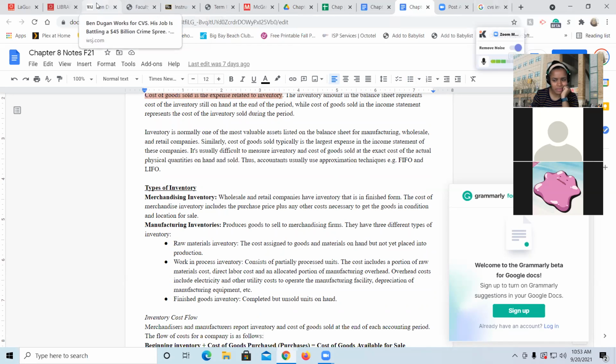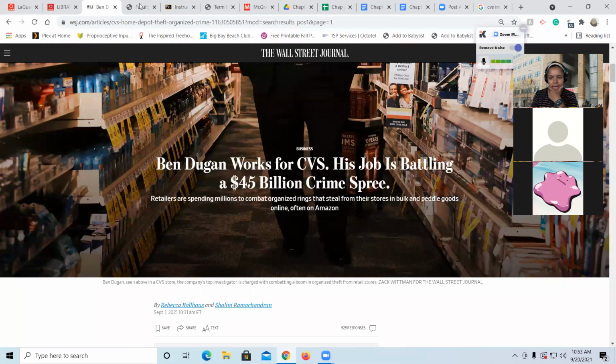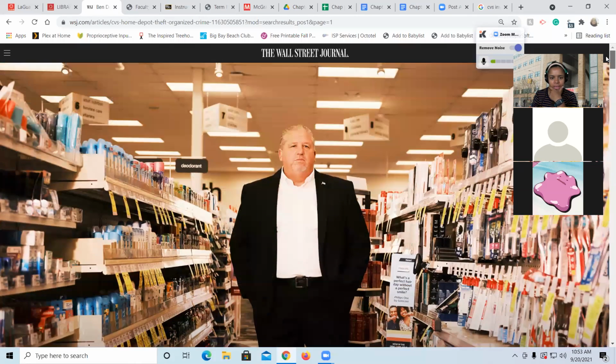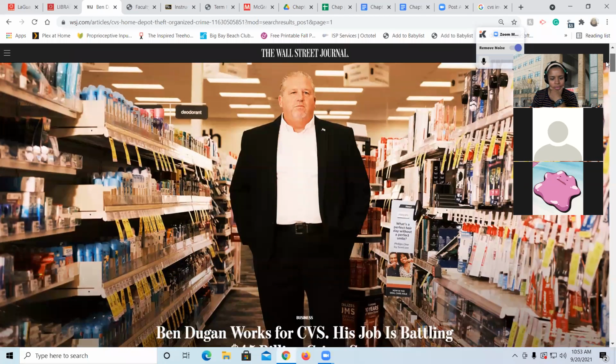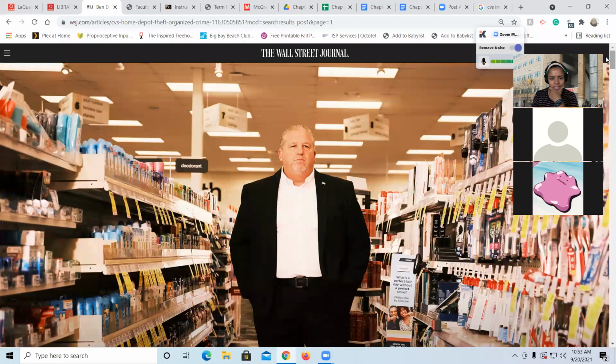I thought it might be interesting for you to see that discussions on inventory are not just something that exists in the textbook. Here's a gentleman in the Wall Street Journal standing in a store. Does anybody recognize what store this may be just by virtue of having shopped in the store or in a store like this before?